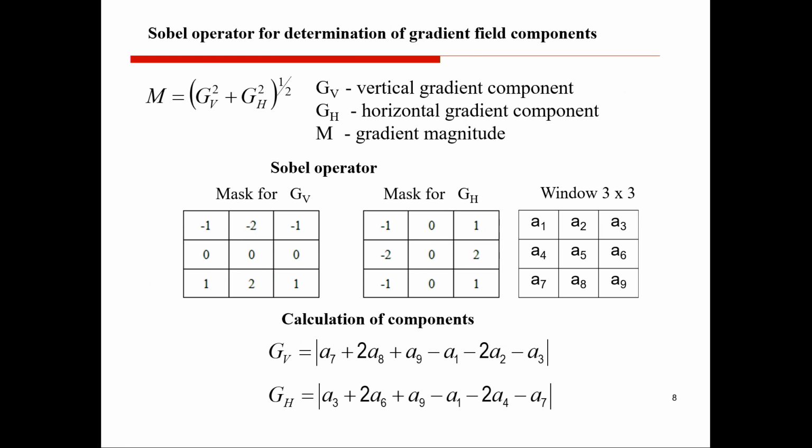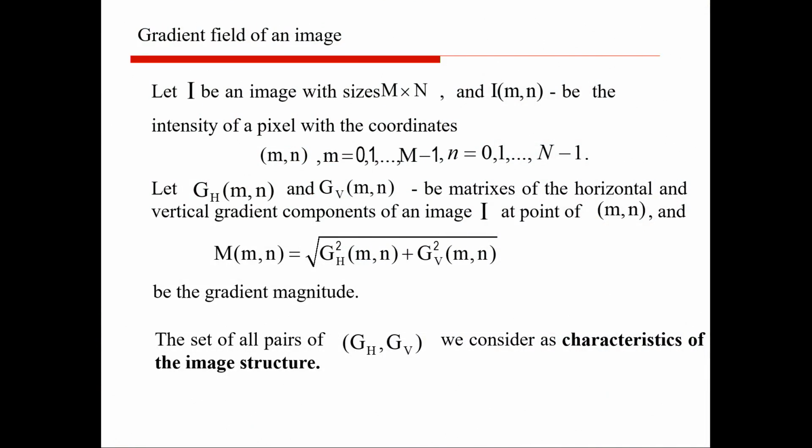Итак, градиентное поле мы используем таким образом: две компоненты, вертикальная и горизонтальная, и магнитуда градиента, вверху указаны. Расчеты проводим при помощи оператора Собеля, это очень удобно для нас. В итоге получаем простейшие выражения для компонент градиента. И в этот момент мы объявляем, что градиентное поле принимаем как характеристику структуры изображения. В рамках этого понятия и будем дальше двигаться.